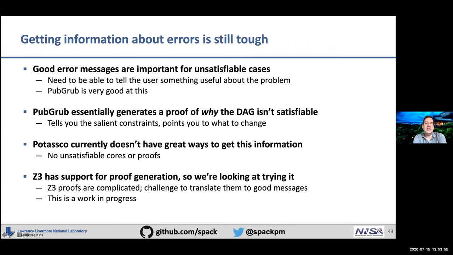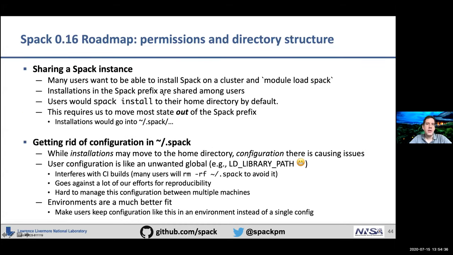Getting information about errors is kind of tough. Good error messages are important. You'd like to know why the graph is unsatisfiable. There's a thing called PubGrub for the Dart package manager that generates a proof of why the DAG is unsatisfiable. That's something that we could explore with Z3. The clingo solver has actually added the ability to have unsatisfiable cores. And so now we have a version of this thing that will tell you what the conflicting constraints are if you get an unsatisfiable graph. And so it will say, you know, the fact that you asked for this version and only these versions are available is why your graph is unsatisfiable. And so things have gotten quite a bit better since I made this slide, but we're still working on error messages for this stuff.